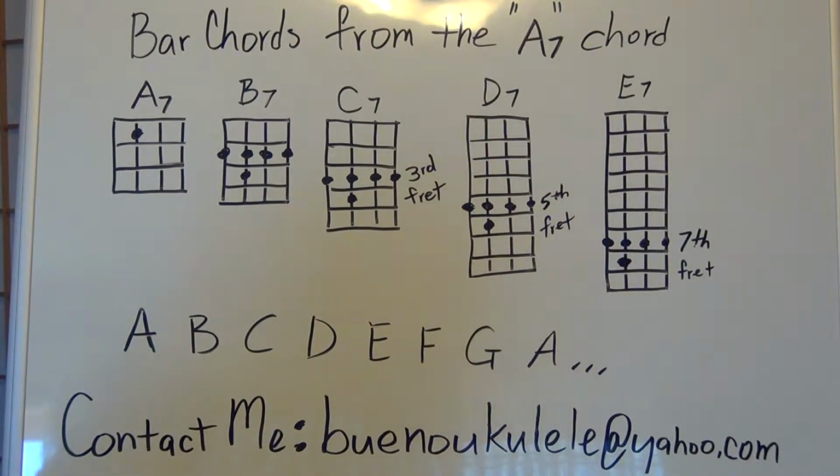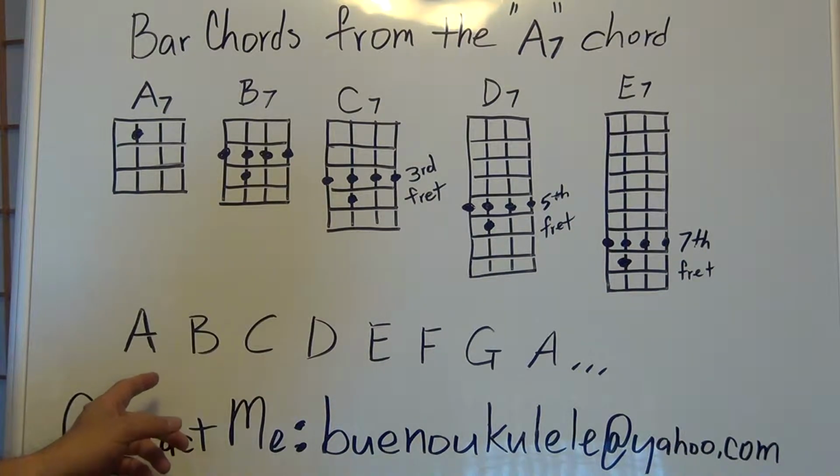Hi, and today we're going to be doing the bar chords starting from the A7 chord. And once again, I've left this A to A to remind you that the music follows an alphabetical system, and after G it repeats an A, and this pattern just goes on and on. Depending on which key you're in, it just so happens that I use this one here, which is the example that we used in the theory lesson for music.